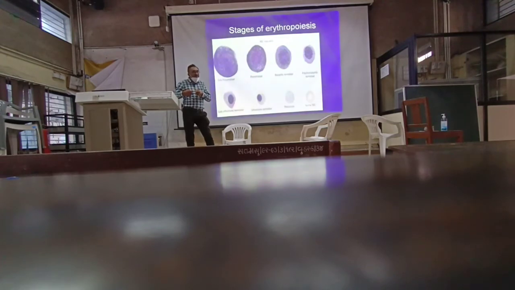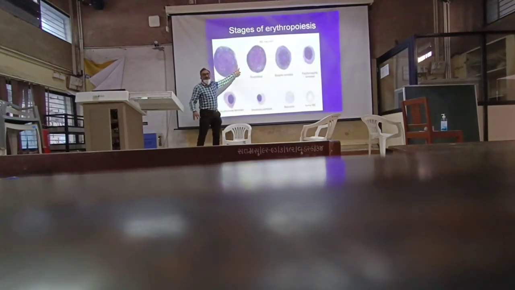For division, there must be enough quantities of DNA material present so that it can divide. Now, see this specifically. Early pro-normoblast and pro-normoblast. Let's keep both the figures in one place.